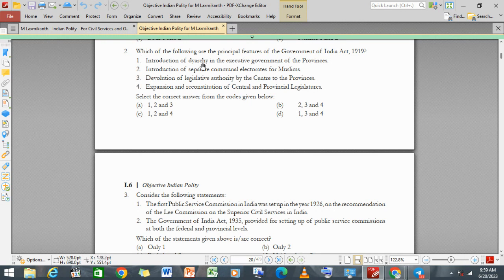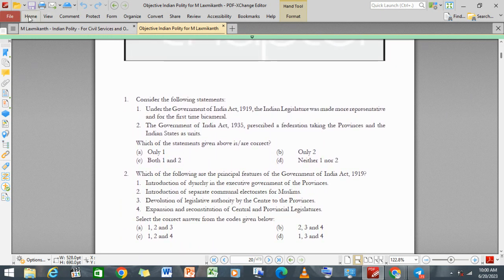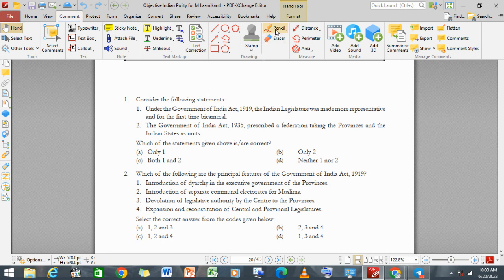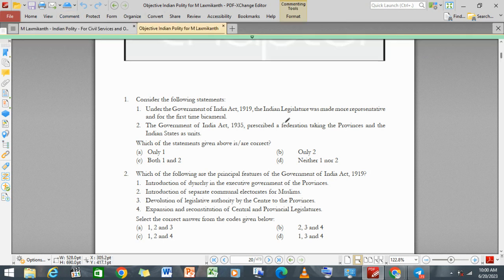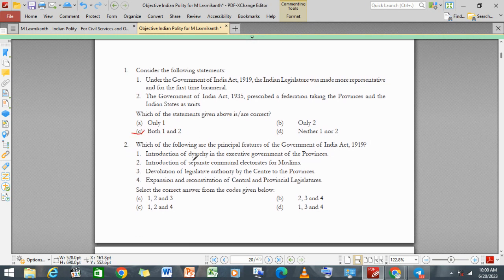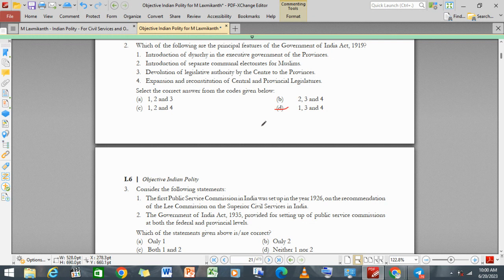Second is not correct because it came in the Morley-Minto reform. I think the separate communal electorate system for Muslims came earlier, right? And hence I believe 1, 3, 4 is the answer. D is the answer of this. I have not been marking it out. Wait, let me just mark it up as well. And 1 and 3 both, this one is the answer, and here I believe D is the answer.